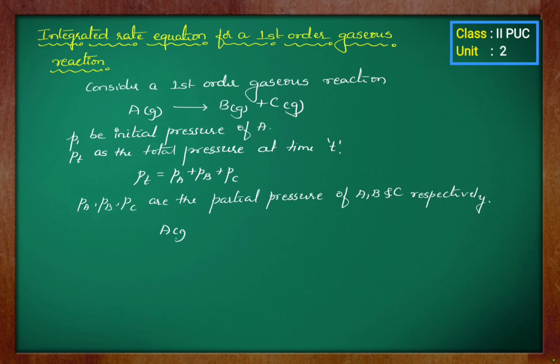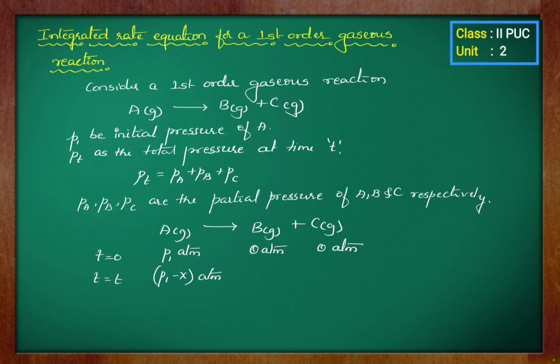If I consider the reaction A giving products B and C, initially when time t is 0, we have the pressure of reactant, that's the initial pressure, P1 atmosphere. No products will be formed initially, so their pressure is 0 atmosphere. Now at a time t, let us consider the decrease in pressure of reactant A as X atmosphere. So the pressure at time t will be P1 minus X, because X atmosphere decrease is observed in the pressure of the reactant, because reactants are getting converted into product, and therefore pressure of products will be X atmosphere each.